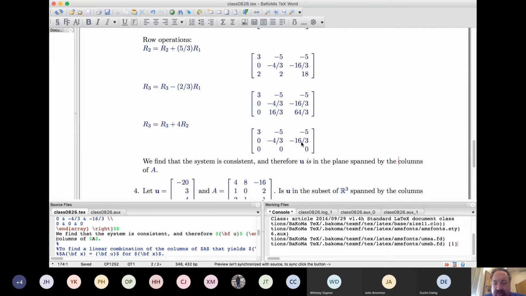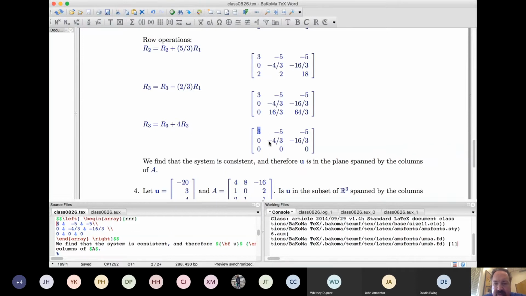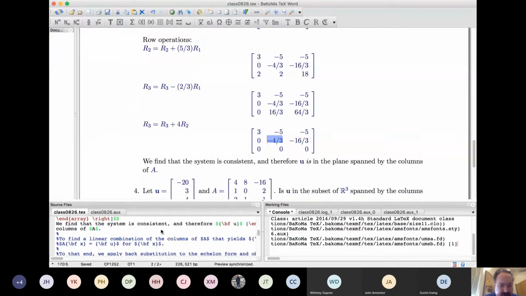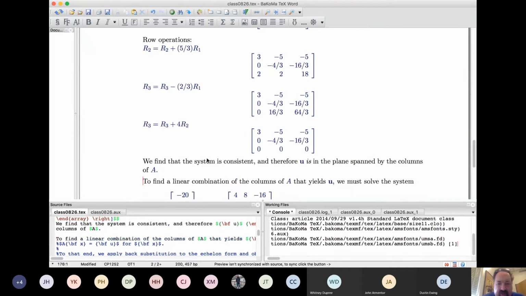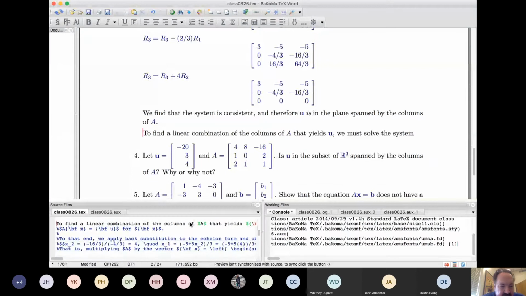Because there's a row of zeros, but we have 2 pivot positions here, the 3 and the -4/3 pivot position too. So 2 pivot positions, and we also have 2 unknowns, x1 and x2. So I can make an additional comment here: because the number of pivot positions equals the number of unknowns, 2, there will actually be a unique solution. So we're going to go ahead and solve the system.